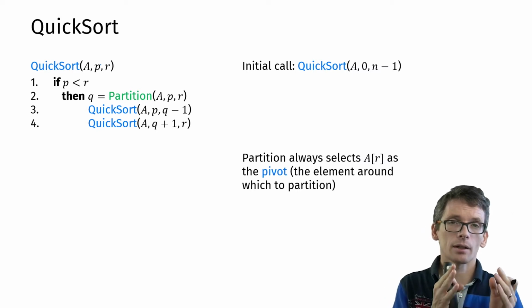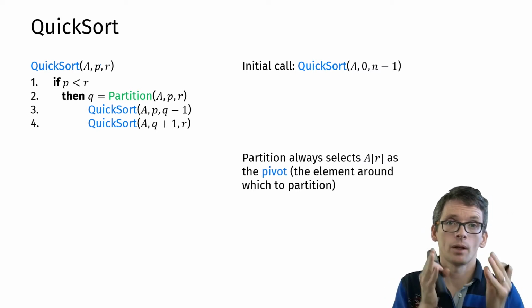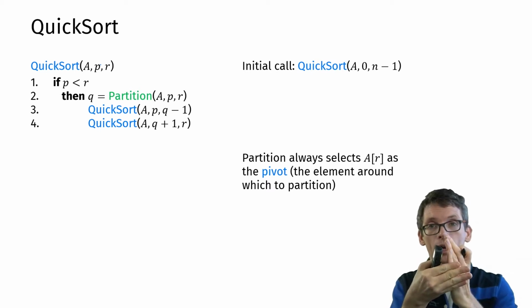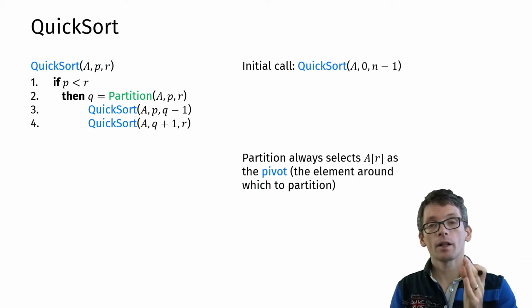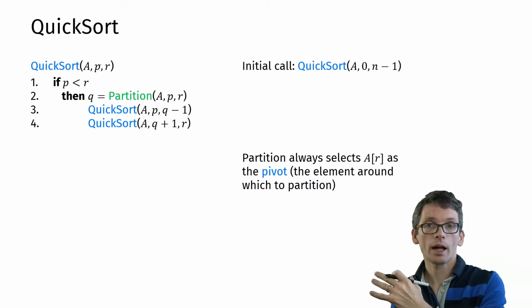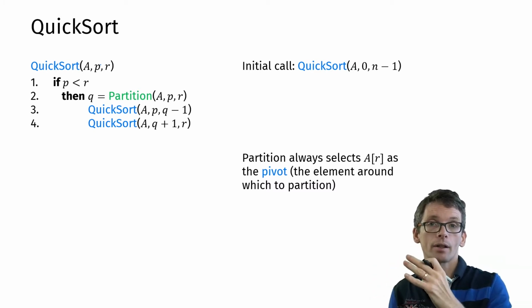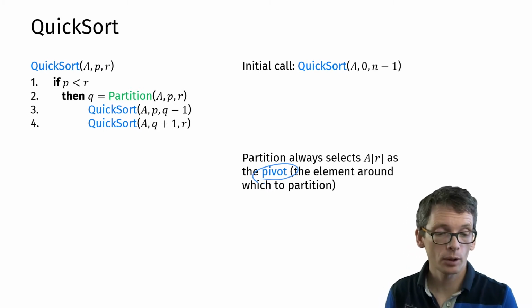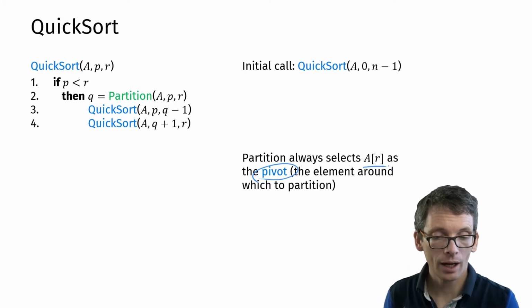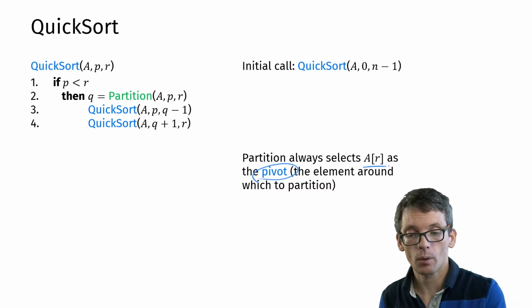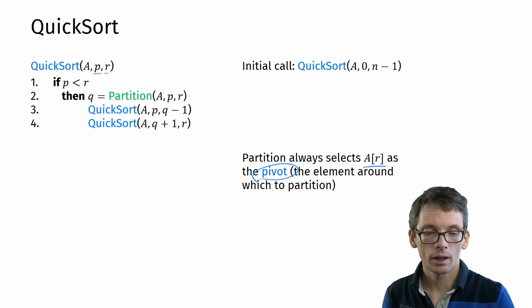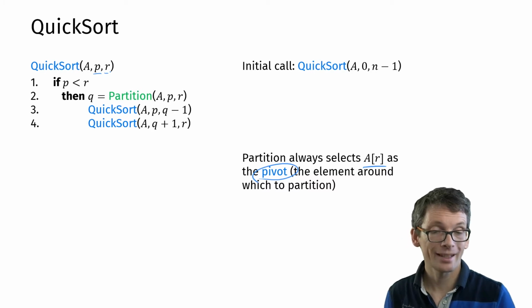What does partition do? Partition needs something that is called a pivot. The pivot is the element which we use to divide the array, as in saying everything that is smaller or equal goes in the one part, everything that is larger in the other one. So what we're going to do here is, as pivot, we're going to select the very last element in our range. The range goes from P to R, so the last one is A of R.